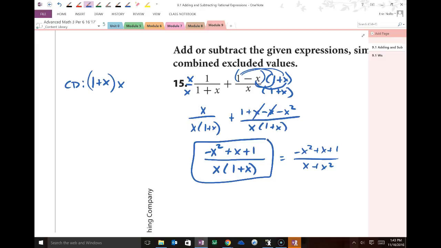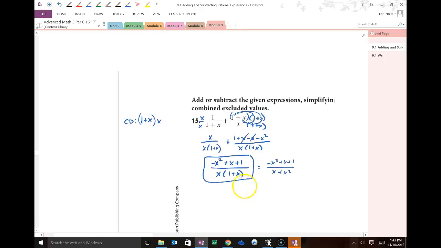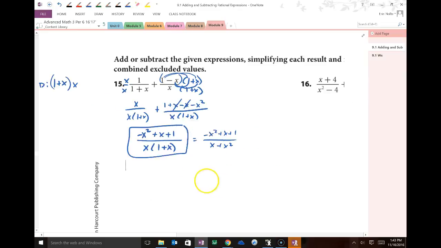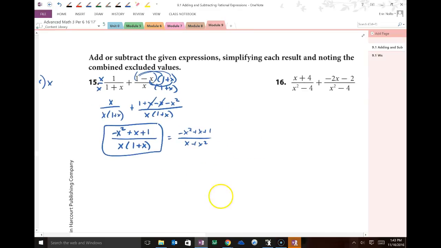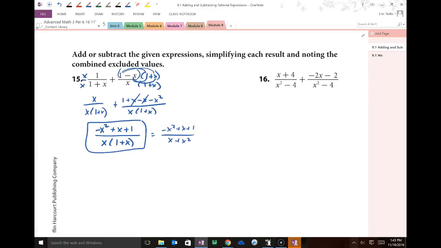Pretty easy? And it's almost the exact same for subtracting. You just subtract the tops on the last step. The one thing that we also need to include, up in the directions it says blah, blah, blah, and then note the excluded values.